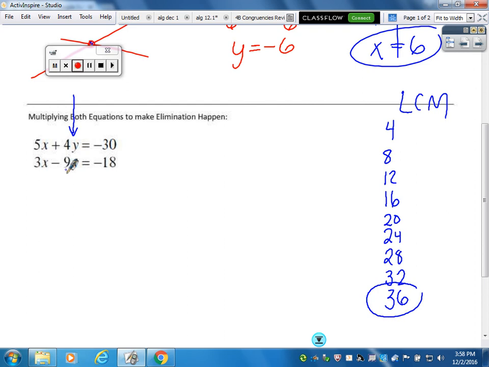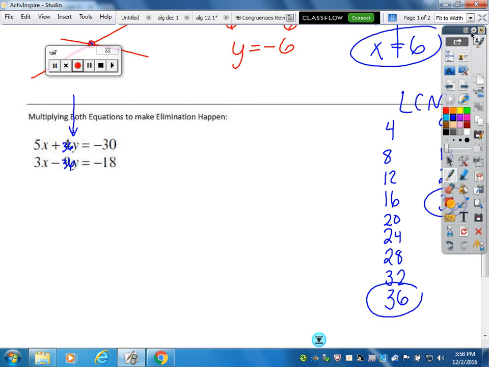Let's check that one out. 9, 18, 27, 36. So the least number that they have in common out of their multiples is 36. So I know that I need to make this into a 36, and I need to make this into a 36. But I can't just do what I did. I can't just change one step of that. I've got to actually change the entire equations.